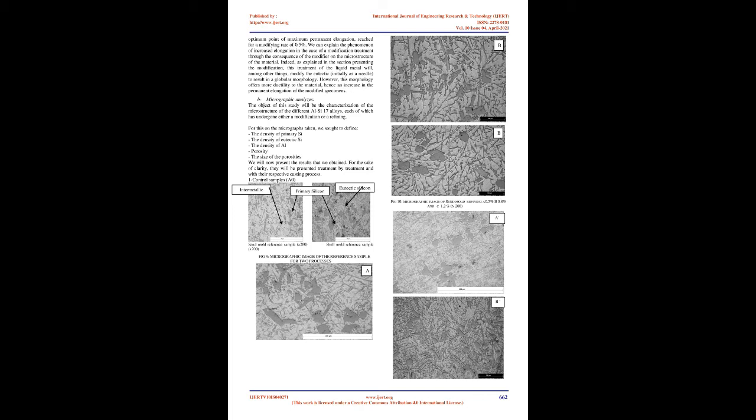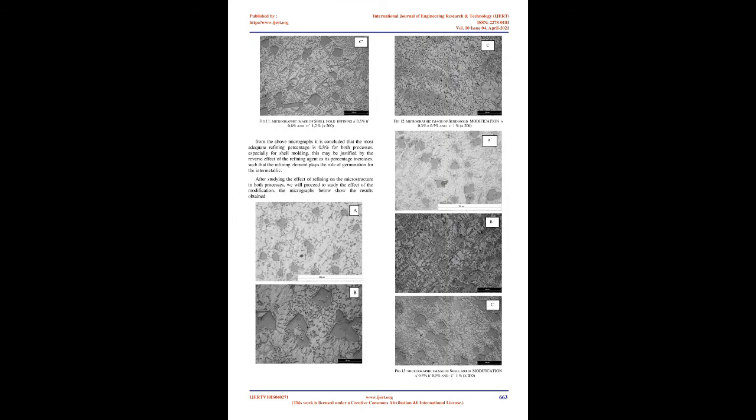We can explain the phenomenon of increased elongation in the case of a modification treatment through the consequence of the modifier on the microstructure of the material. Indeed, as explained in the section presenting the modification, this treatment of the liquid metal will, among other things, modify the eutectic, initially as a needle, to result in a globular morphology. This morphology offers more ductility to the material, hence an increase in the permanent elongation of the modified specimens.